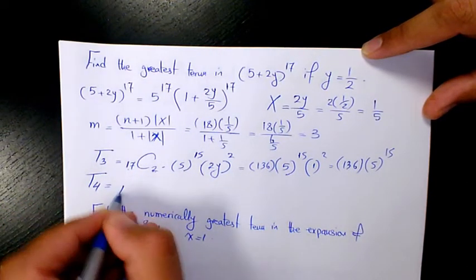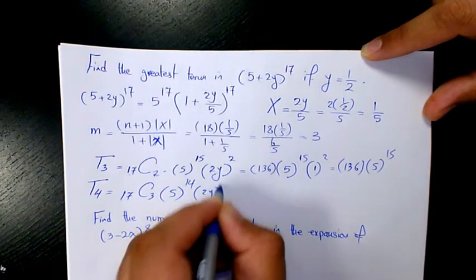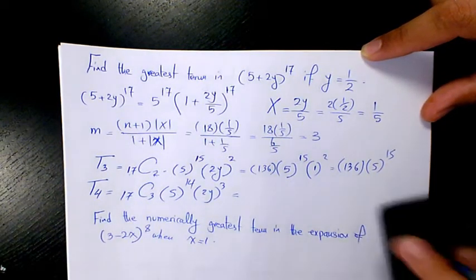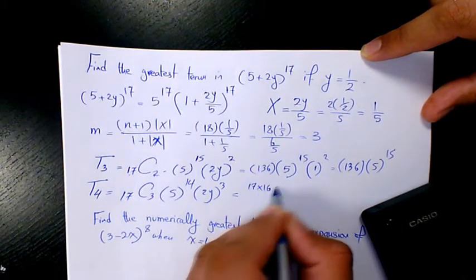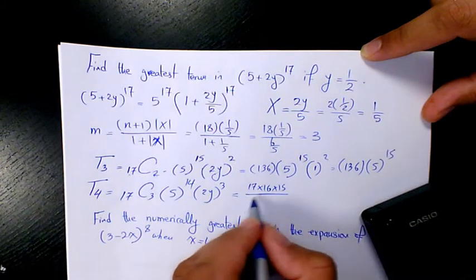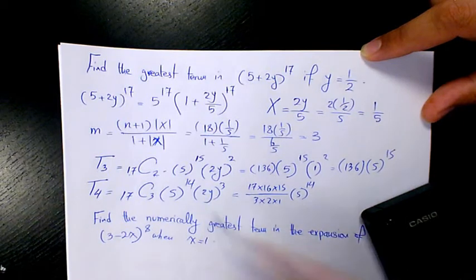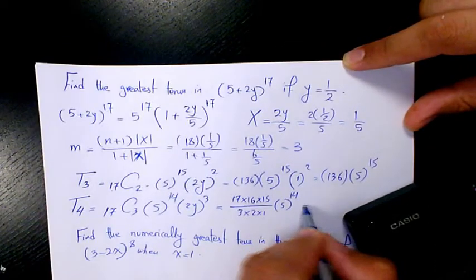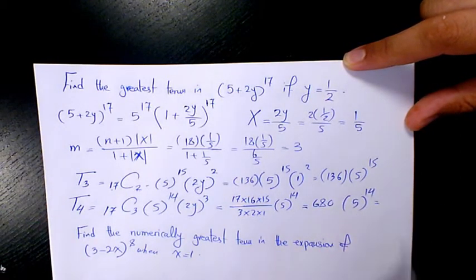That's going to be 17C3, 5 to the power of 14, 2y to the power of 3. So 17 factorial divided by 14 factorial times 3 factorial, so 17 times 16 times 15 over 3 times 2 times 1, 5 to the power of 14, and 1 to the power of 3 is going to be the same. So 17 times 16 times 15 divided by 6 is 680 times 5 to the power of 14.